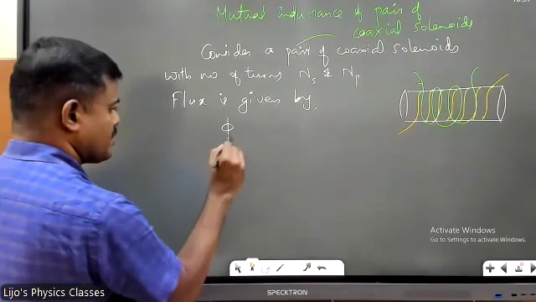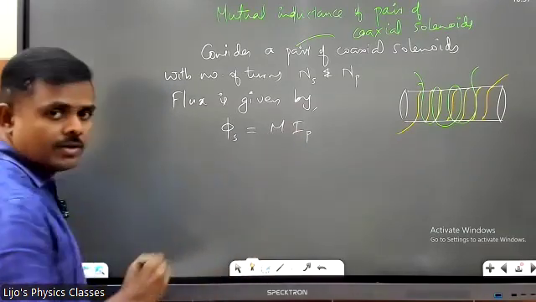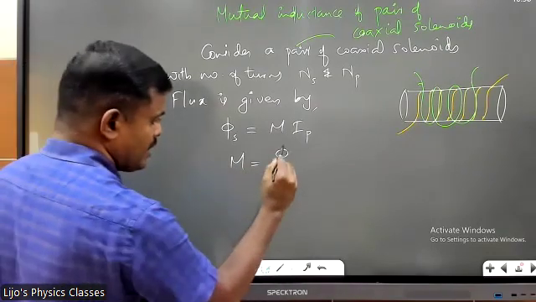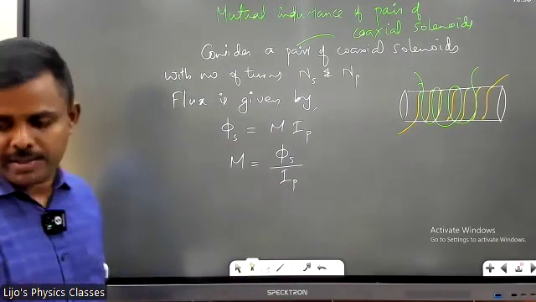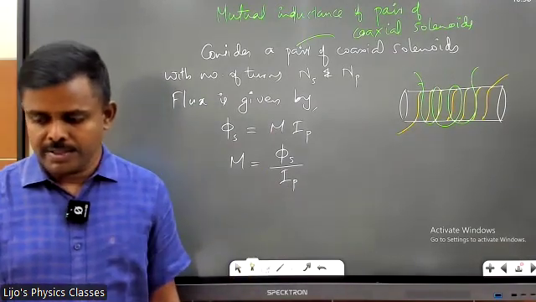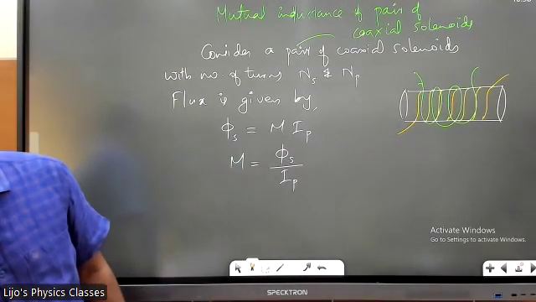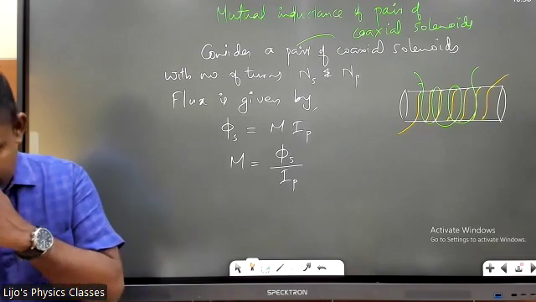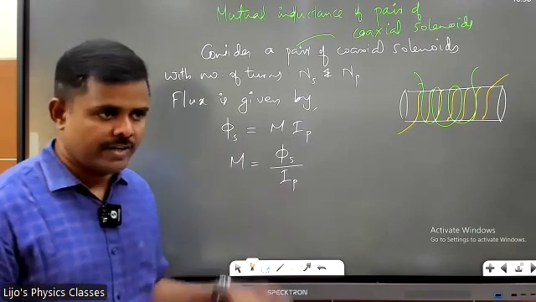Flux phi s is equal to M IP. What you need is M, so take the other term to the left hand side. M is equal to phi s by IP. Hear me again: phi s is given by M IP, so M is equal to phi s divided by IP.